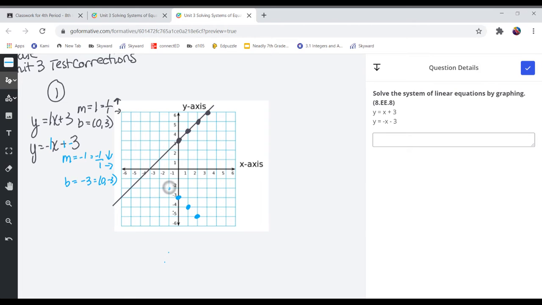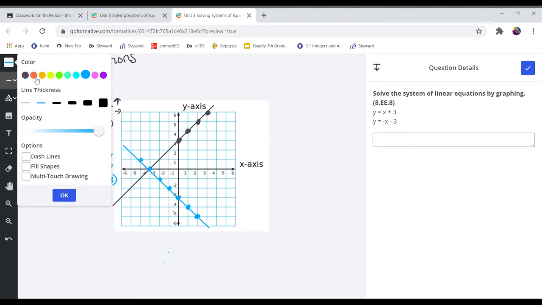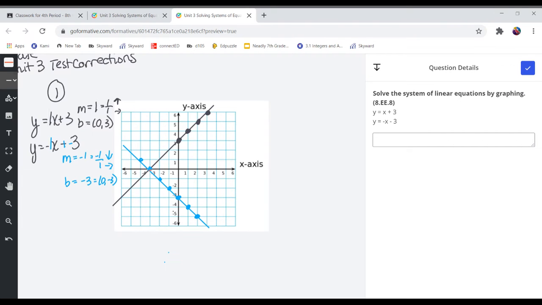Now, if I wanted, I could go up 1 to the left 1, up 1 to the left 1, and so on. That is up to you. The reason why I did that is so that way I could see where it hits my other line. So as you can see, located right here, the ordered pair where it hits is at negative 3, 0. So the answer is negative 3, 0.